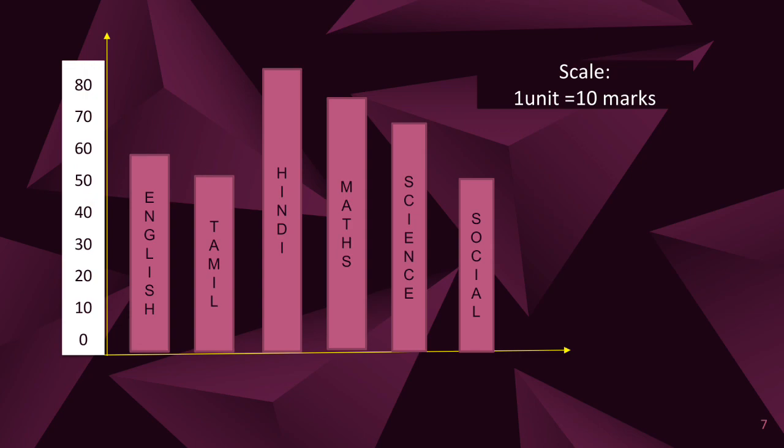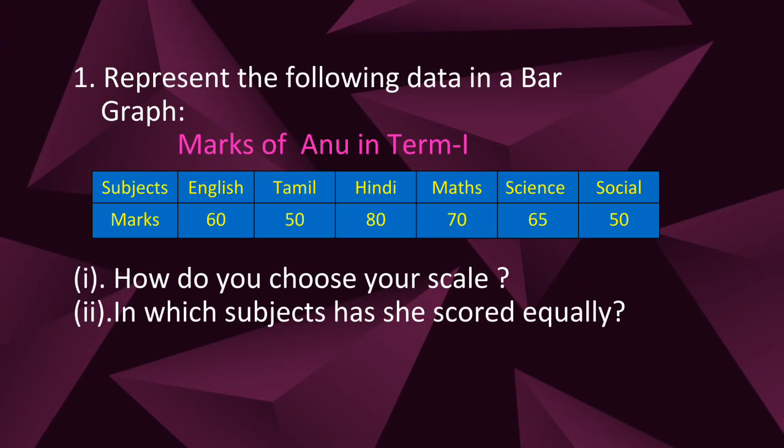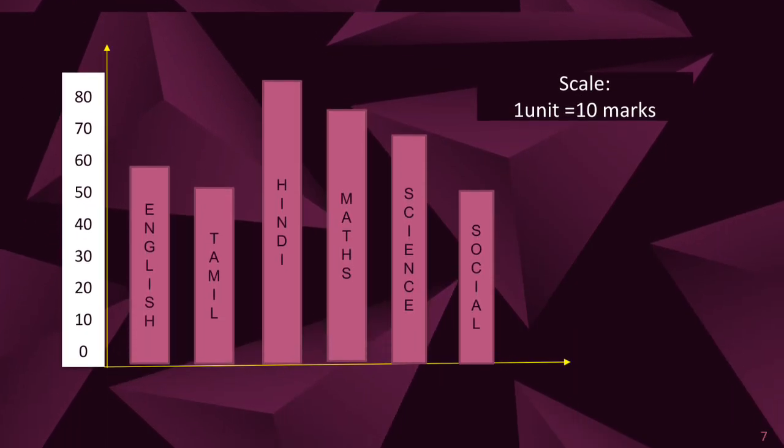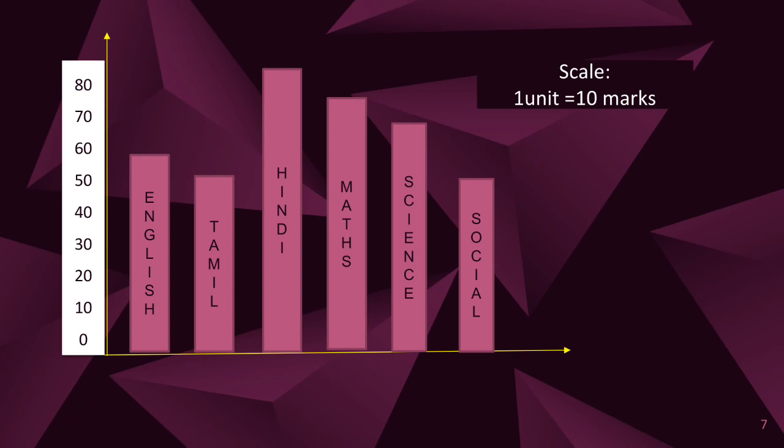Once again I repeat, you have to mark all the marks in your bar graph. For English, you have 60 marks, so you have to draw a bar straight to 60. Next, Tamil 50, Hindi 80, Maths 70, Science 65. Here you have to mark in between 60 and 70. Social 50. I hope you could understand it.